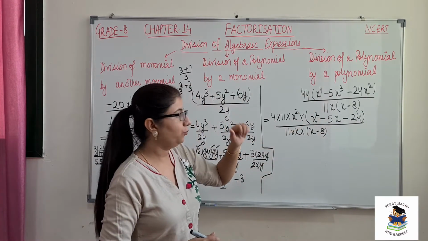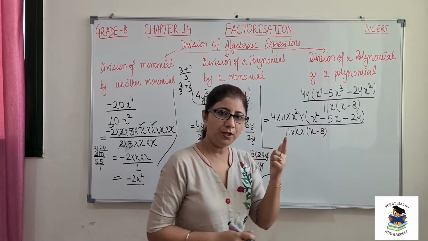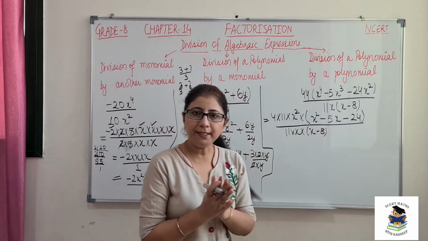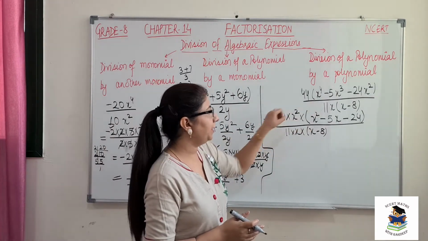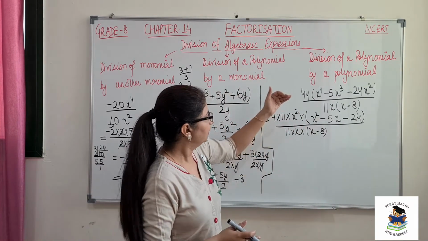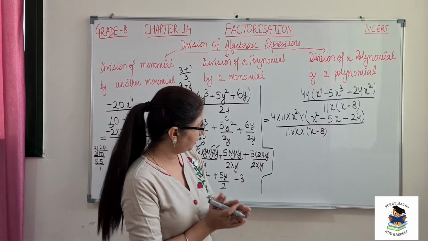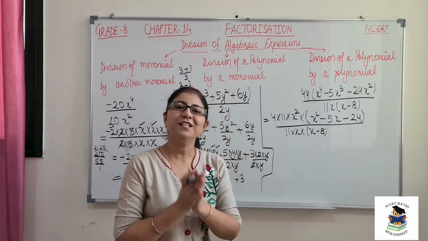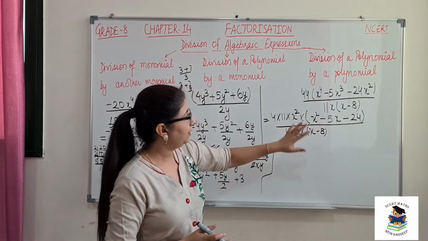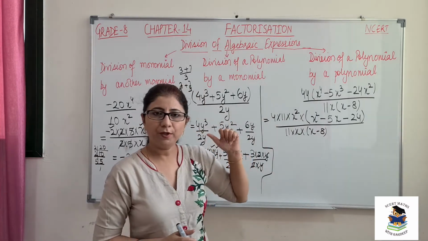So we will see which method we can apply. First one was common factors, second one was regrouping, third was identities, and fourth one was splitting the middle term. Common factors we have already taken. Regrouping is not possible because there are only 3 terms. For identity, this is not a perfect square, so we cannot use any identity. So the last method, splitting the middle term, we will use here. If you have any doubts on how to do that, please refer to my last video.